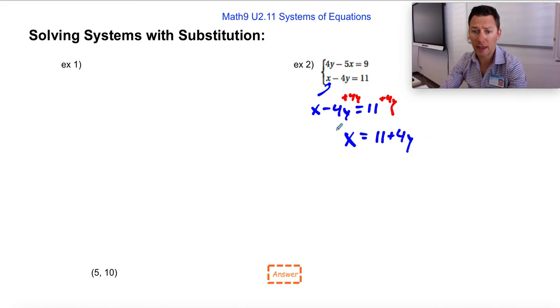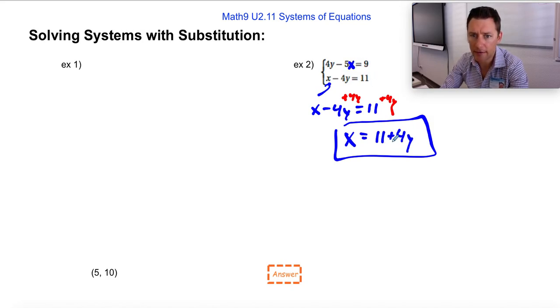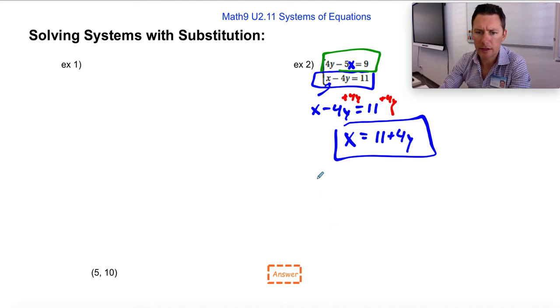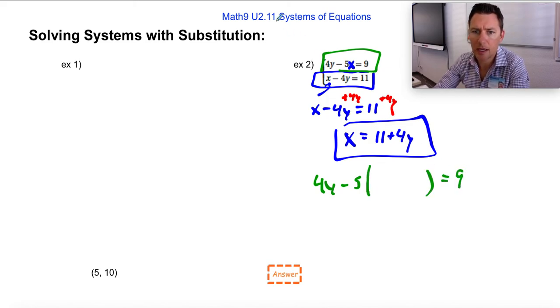Great. So this is x's nickname, right? x can also be called 11 plus 4y. So instead of this x, we can call it x's nickname. You can't really do it with the one that you used, or you just get an equal solution, and you don't get a solution out of it. So I'm going to choose this other equation, 4y minus 5 times x equals 9. Instead of x, I'm going to call it x's nickname, 11 plus 4y, right?